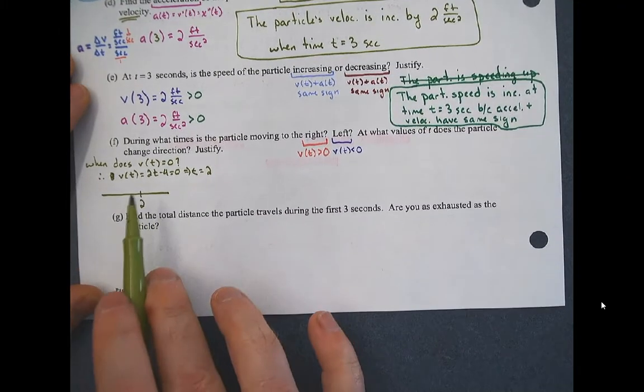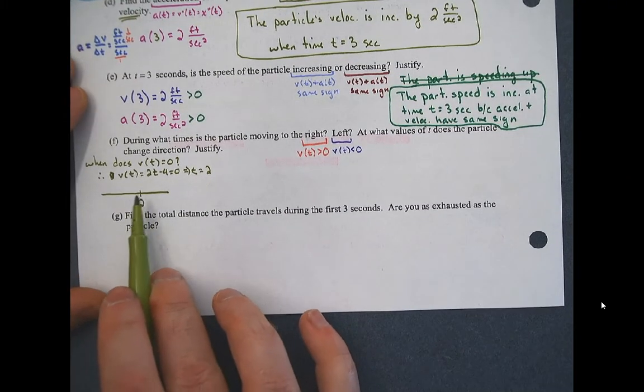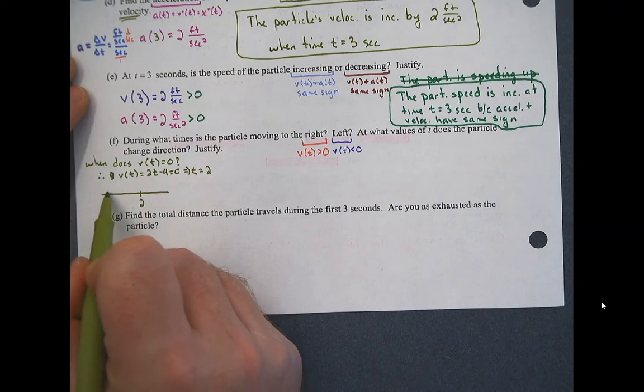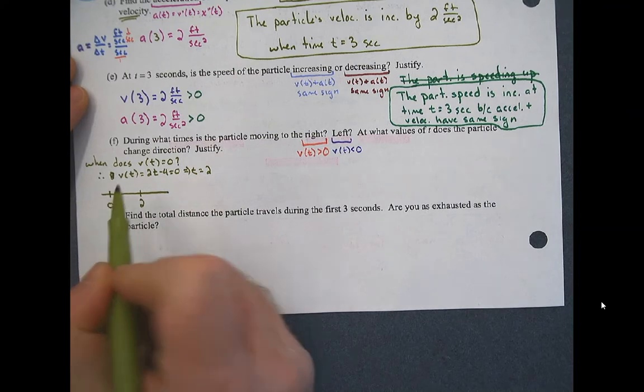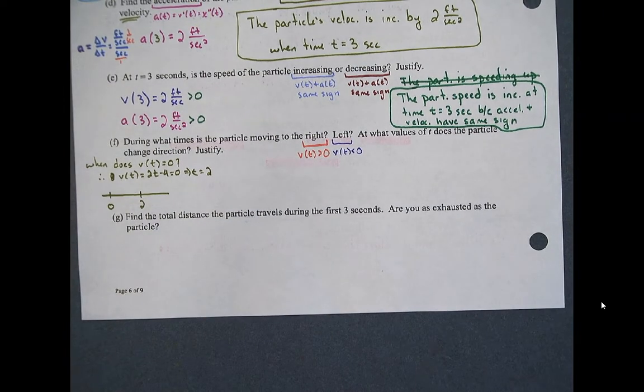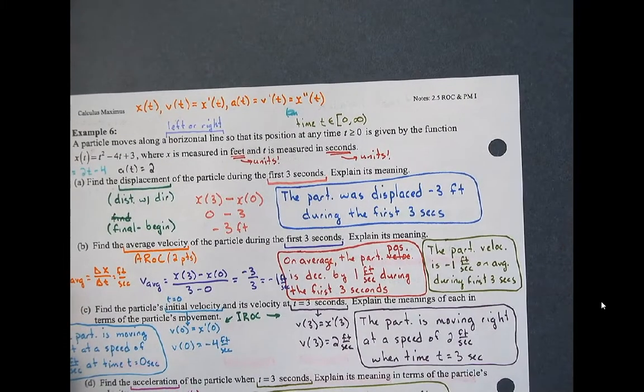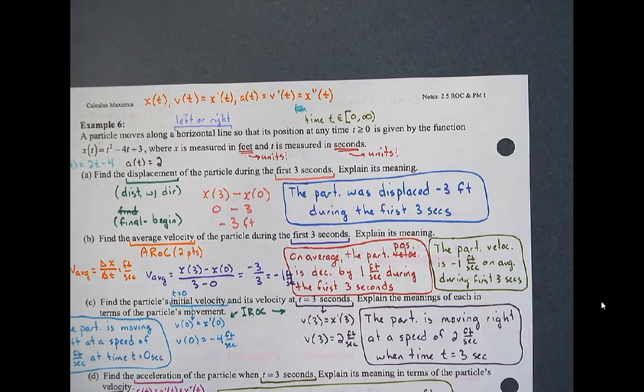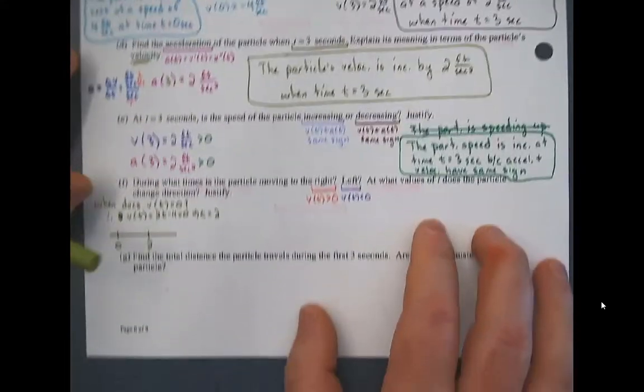So at time t equals 2, my velocity is 0. Now I also want to put an end point here, because this function doesn't just go on and on forever, right? They said at the very beginning that all our times occur for times that are greater than or equal to 0.